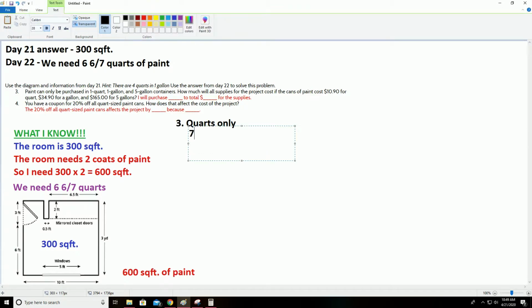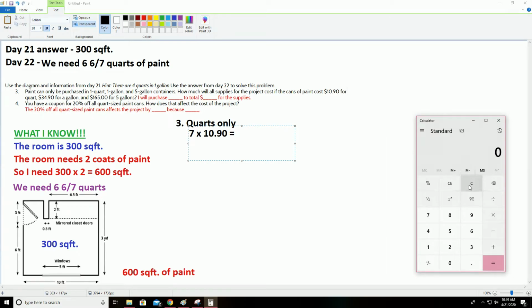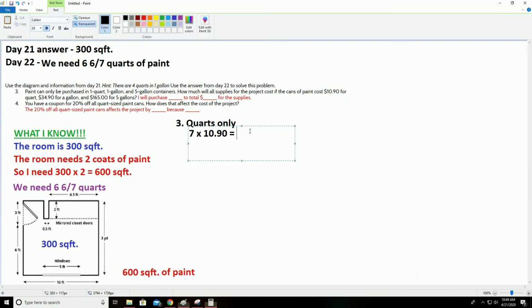If I wanted to do quarts only, I know that I need 7 because we had 6 and 6/7 quarts that we needed for the whole room. And I can't buy a partial quart, so I'm just going to round up and say 7, and I'll have a little paint left over. And I know that each quart of paint is going to be $10.90. So let's see how much this would cost. $10.90 times 7. So that tells me I'm going to have to spend $76.30.